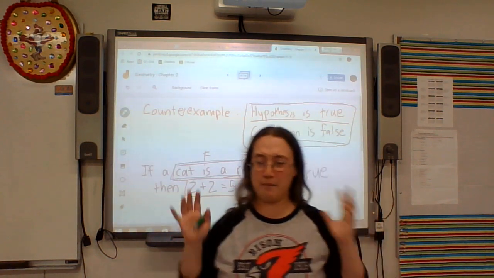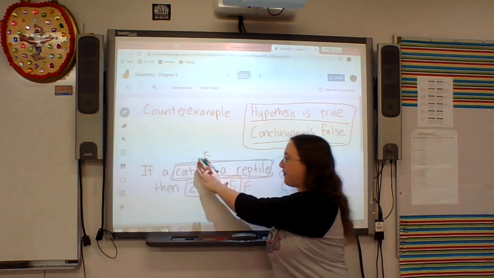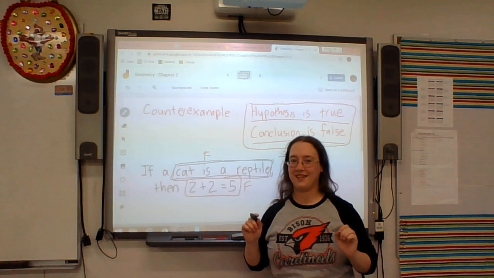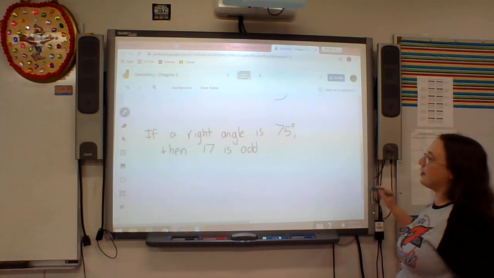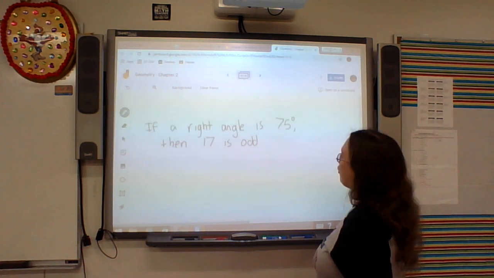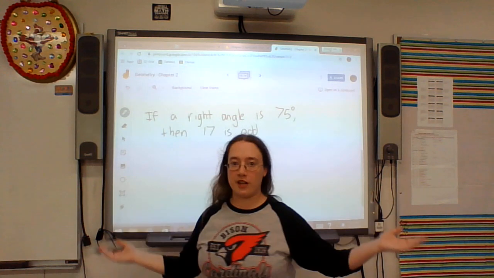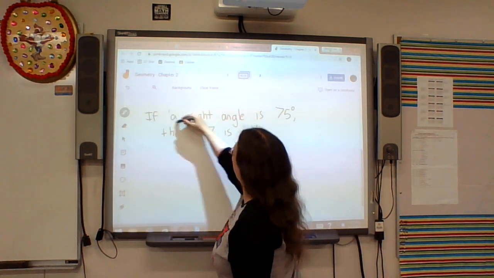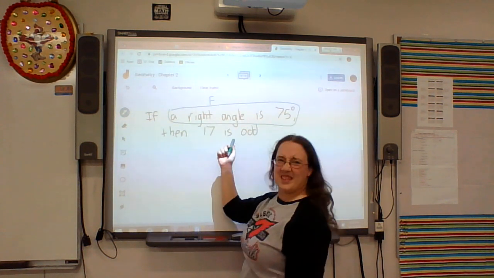So that's the kind of funky thing. Both parts of it are false, but that means that your whole statement, if this, then that, is true. That's kind of weird. And it also works that way if you have something like this. So we have, if a right angle is 75 degrees, then 17 is odd. Okay, you're probably going to go, well, a right angle doesn't have 75 degrees, so that's false. But that part's true.